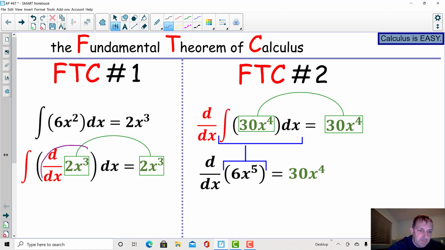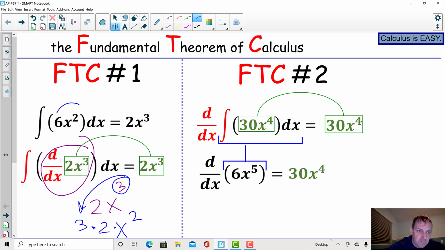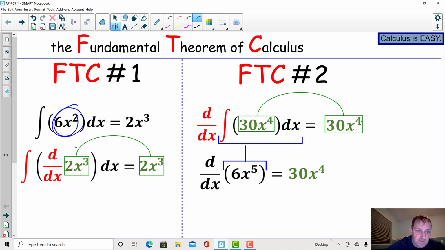If we do the derivative of 2x to the third, the 3 is going to come down, and your new power is going to become 2. So that'll be 3 times 2 times x squared. So yes, we do get 6x squared. So 6x squared is the same as the derivative of 2x to the third.